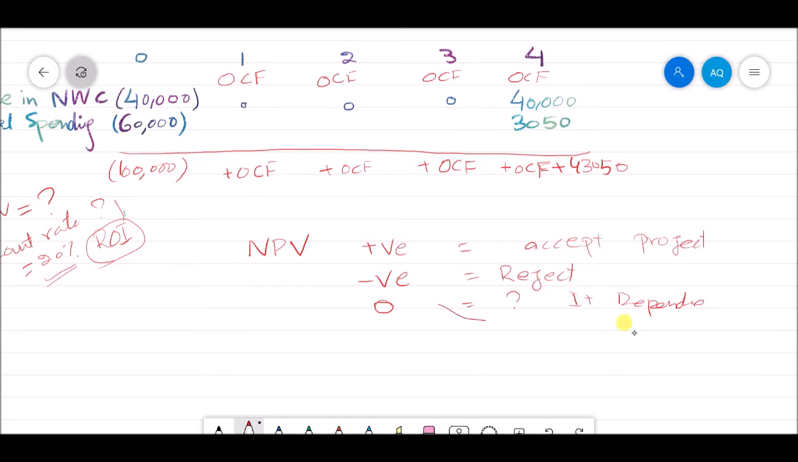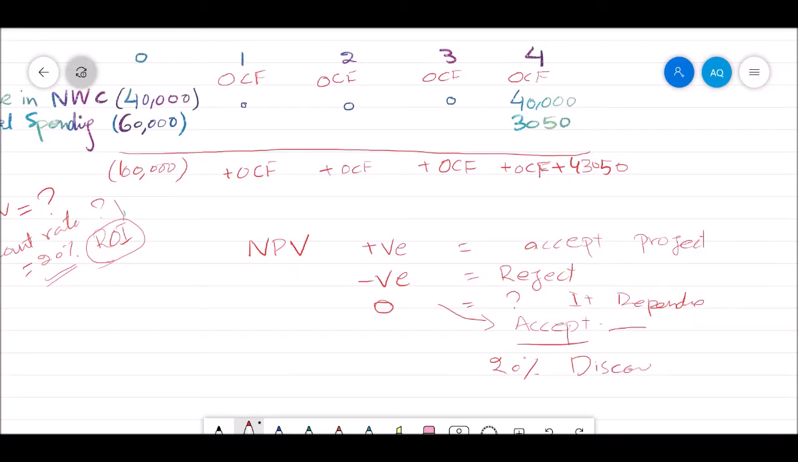So if you don't have any other project, you can accept it because it is giving you your minimum acceptable required return. So at the 0 NPV, most probably you will accept the project. So at our 20% discount rate, our NPV will be equal to 0.